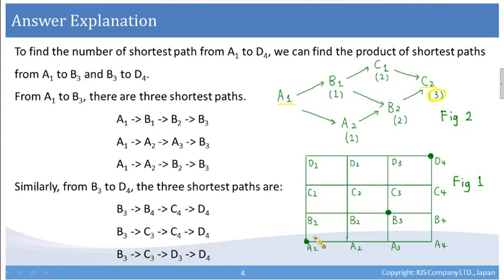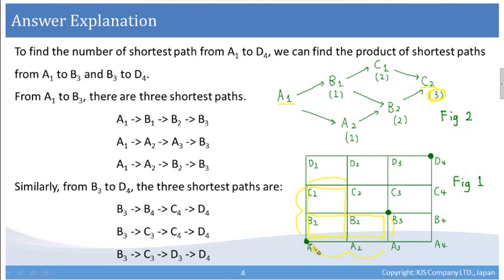Now, if we look at this diagram, Figure 1, A1 to C2 is talking about this rectangle over here. I am marking it in yellow. So this rectangle consists of two paths on one side and one on the other side. And if we look at A1 to B3, the size of the rectangle is the same. So one side consists of two paths and the other side consists of one path.